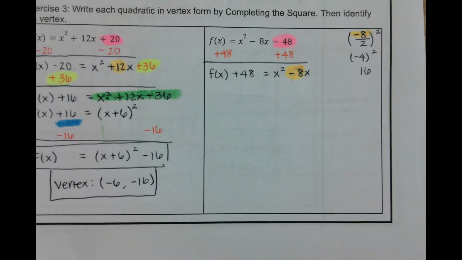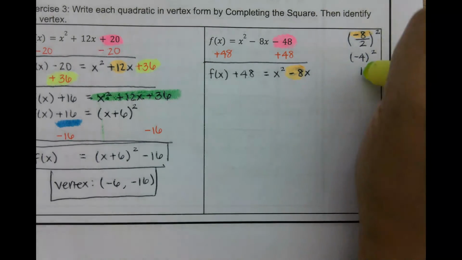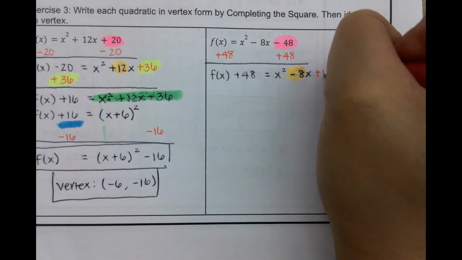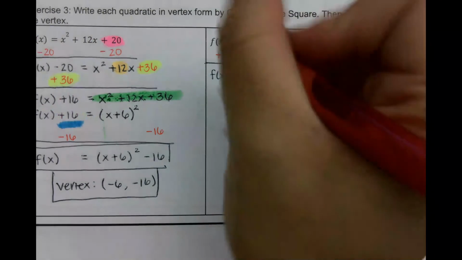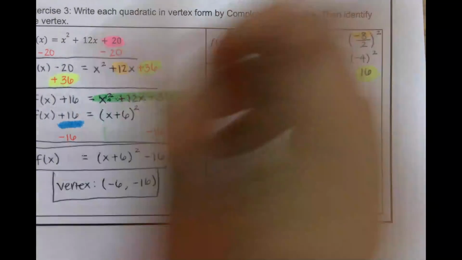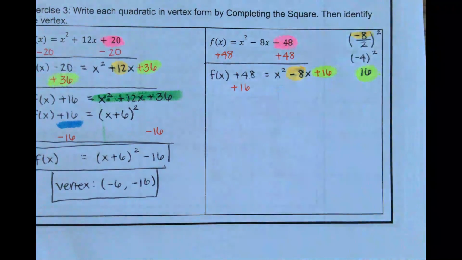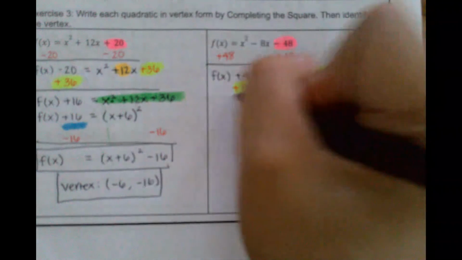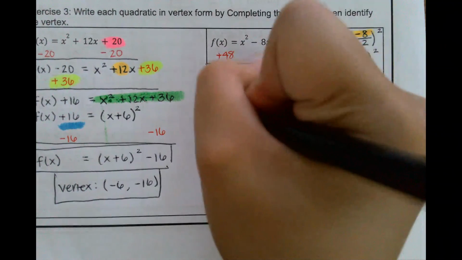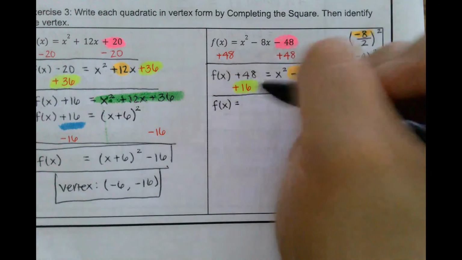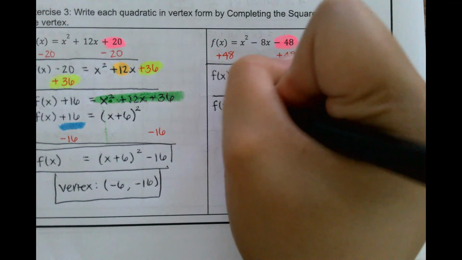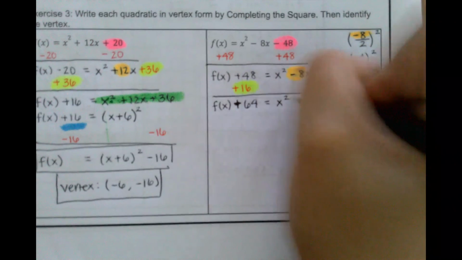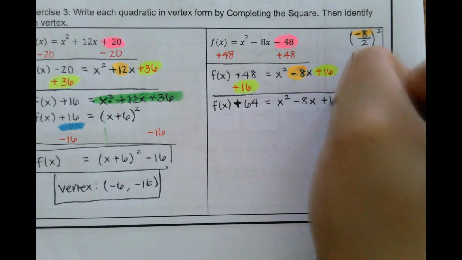Okay, step 5 tells me to add that number to both sides. So I'm going to take that 16. I'm going to add it to both sides. So plus 16, what you do to one side, you have to do to the other. And then simplify. F of x equals 64. Oh, sorry, f of x plus, that should be a plus. 64 here equals x squared minus 8x plus 16.